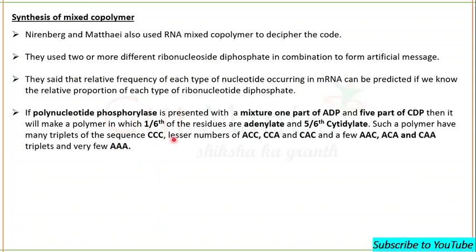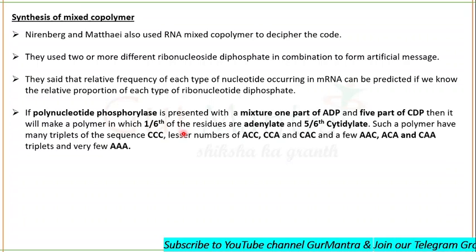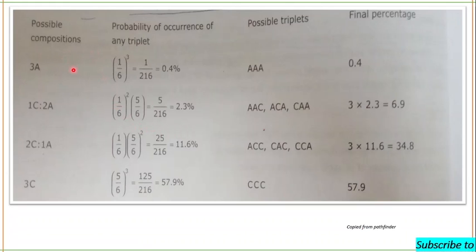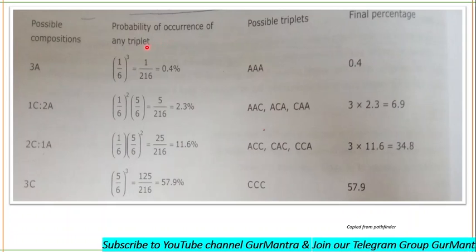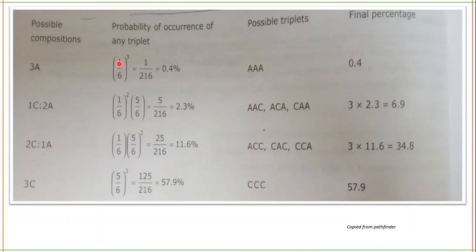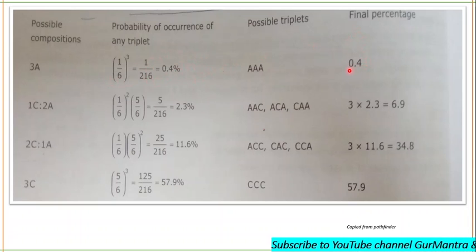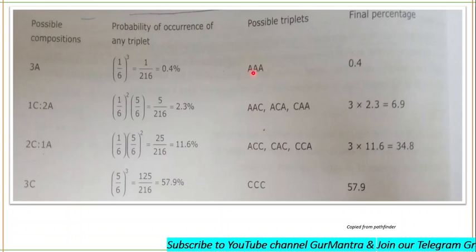And now we will be able to know the frequency of these sequences. How? Let's see. 3A is going to be the least, so you can check it out here. You have to check the probability of occurrence of any triplet. You know that it is 1 by 6 cubed. So here you get 0.4. Final percentage will be 0.4. The possible triplet is only AAA.